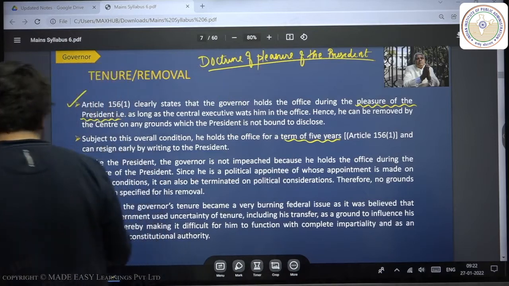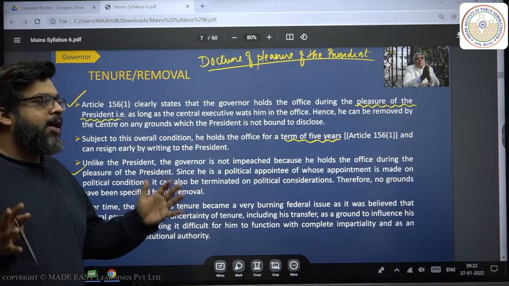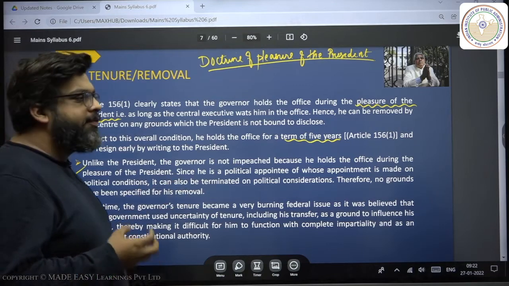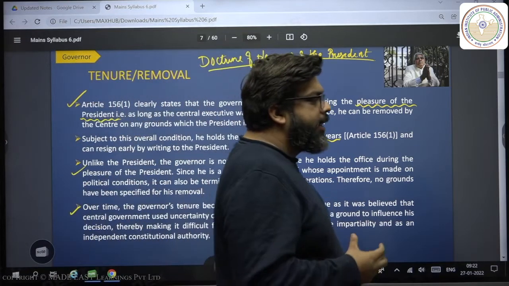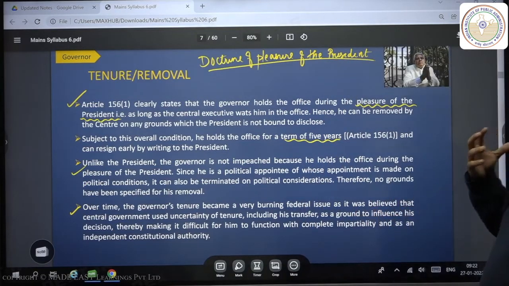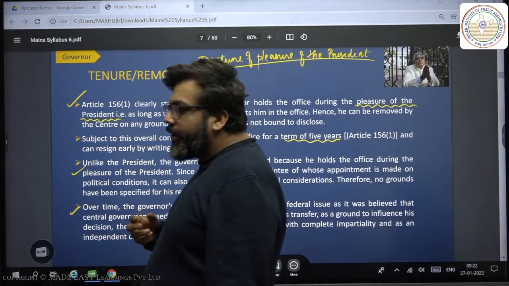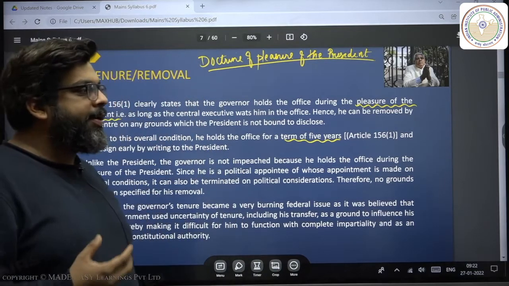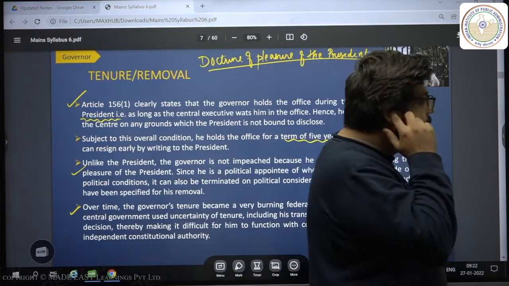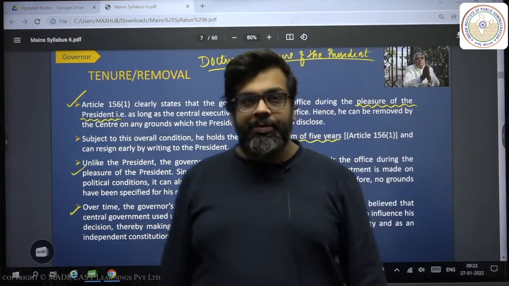Now, what has happened over time is that the governor's tenure, for how long a person can continue to be a governor, has in fact become a very hotly debated federalism issue. It is often argued that the central government uses the uncertainty of tenure. Imagine getting into the civil services and every day worrying whether you're going to have your job by the end of the day because of the decisions that you make.